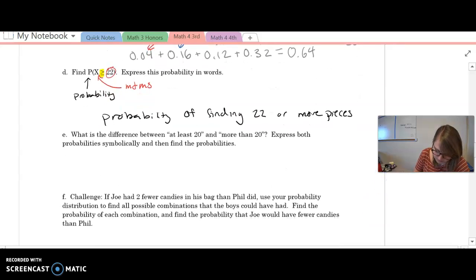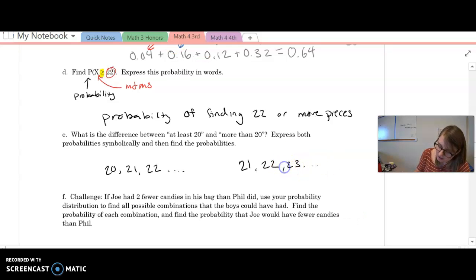Alright, so last question. What is the difference between at least 20 and more than 20? Express both probabilities symbolically, then find the probabilities. So at least 20 means that we are going to include 20 in our probability. So we're having 20, 21, 22, and so on. Whereas when we have more than 20, it means 20 is not included in this expression. It means 21, 22, 23, and so on.